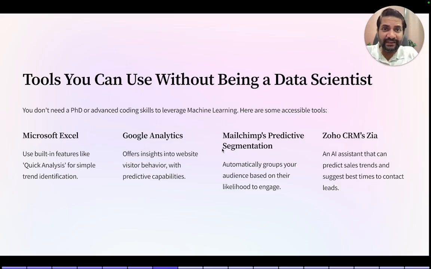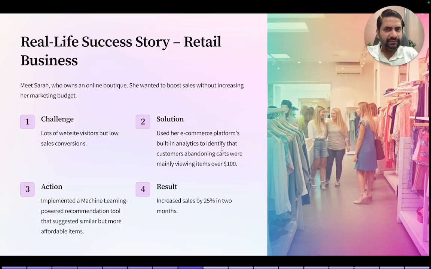Then we have Google Analytics. Offers insights into website behavior with predictive capabilities. Then you have MailChimp's predictive segmentation, which automatically groups your audience based on their likelihood to engage. Then you have Zoho CRM's Zia, an AI assistant that can predict sales trends and suggest best times to connect to leads.